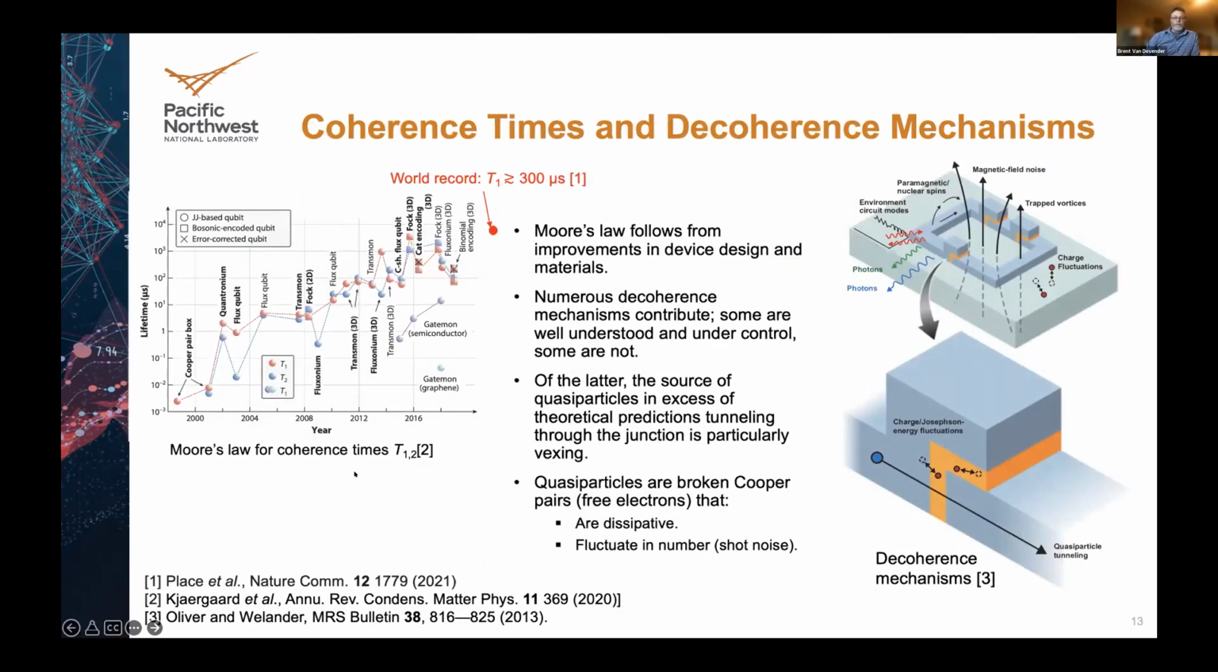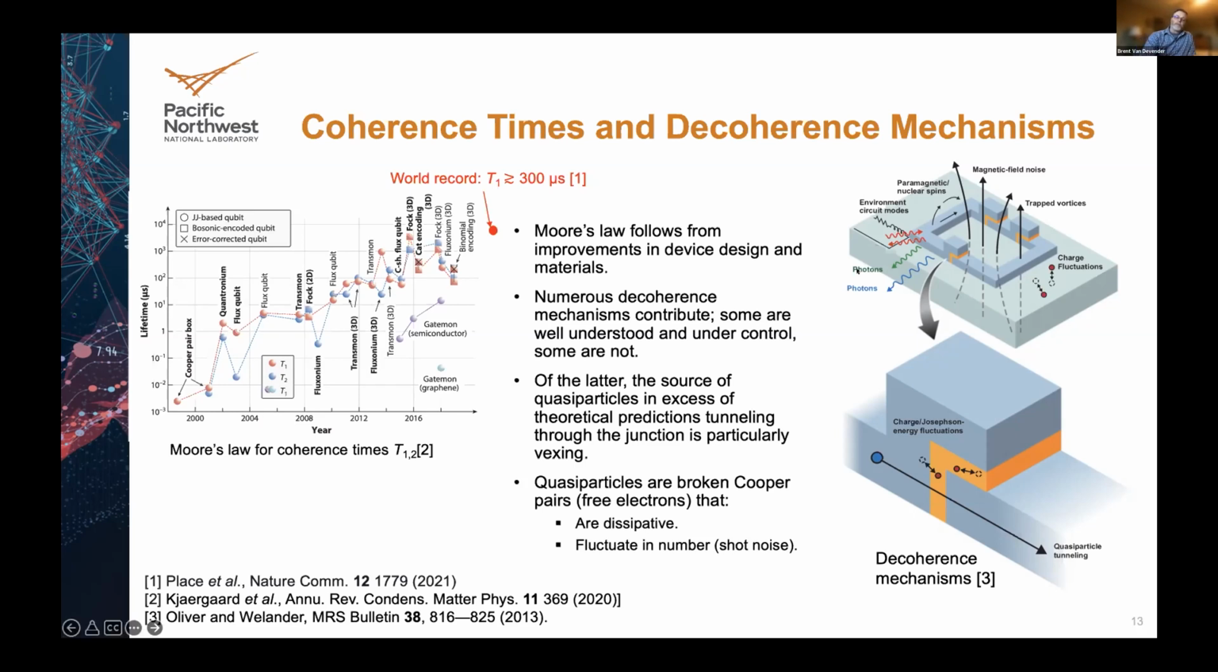Coherence times have been following Moore's law for a couple of decades now. This is a plot from a review that some of my colleagues wrote recently, and I have annotated here a world record that came after that. 300 microseconds T1 is about the best that's been done. It is the best that's been done. All these improvements follow from physical design of the devices, improvements in the quality of the materials, and so on.